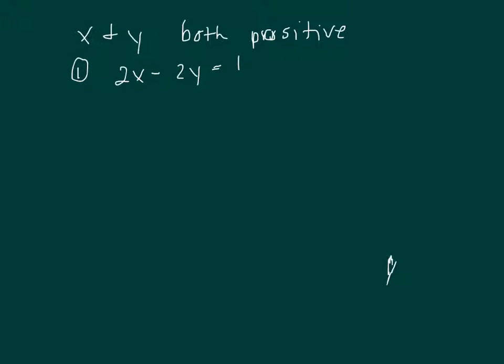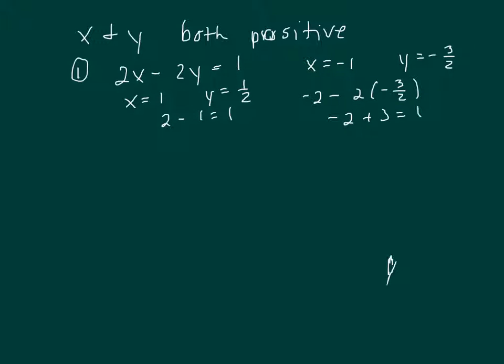Because if you randomly choose numbers, if I let x be 1 and y be 1/2, I get 2 minus 2 times 1/2, which is 1, equals 1, and they're both positive. But I could also let x be -1 and y be -3/2, and that gives me -2 minus 2 times -3/2, which is -2 plus 3, which is 1. So I have a contradiction. Here they're both negative. So clue 1 doesn't work by itself.